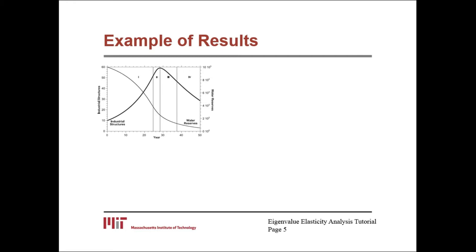This particular system dynamics model has two stock variables, industrial structures and water reserves. Here we will review the particular behavior of industrial structures. We can see here four areas. In the first area we can see an exponential growth. In the second area we will see a balancing growth. After that, in the third area, we can see an exponential decline, and after that a balancing decline. So how can we analyze which loops are dominant here?